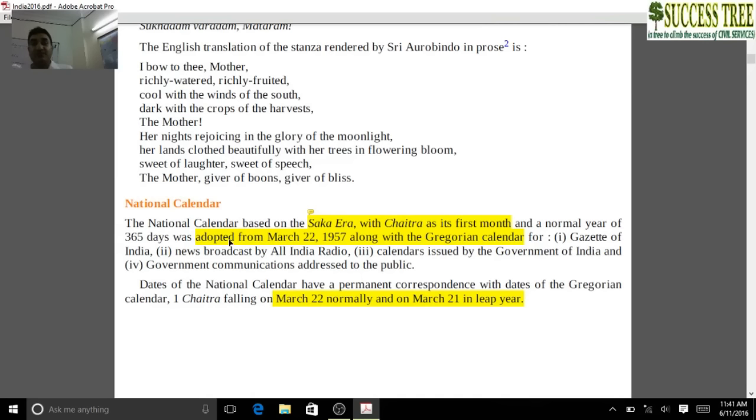Next one, national calendar. Based on Sakaira, Chaitra is its first month. The question has come up before as well. Chaitra starts when? Chaitra is the first month of Sakaira. The question has been asked earlier by UPSC, not long ago, but in the last couple of years. Now it can be a question from culture, from history, whatever, but it is there in the first 8-10 pages of India Yearbook.